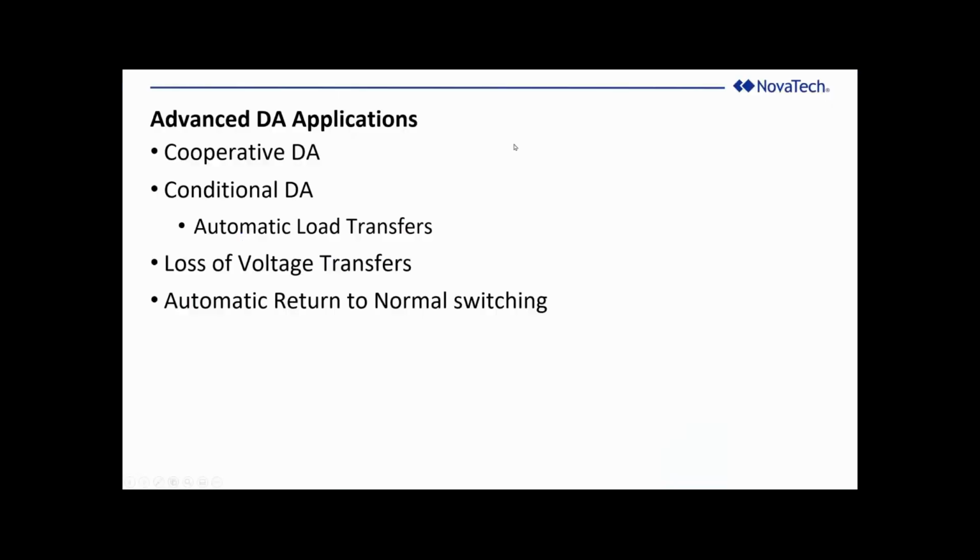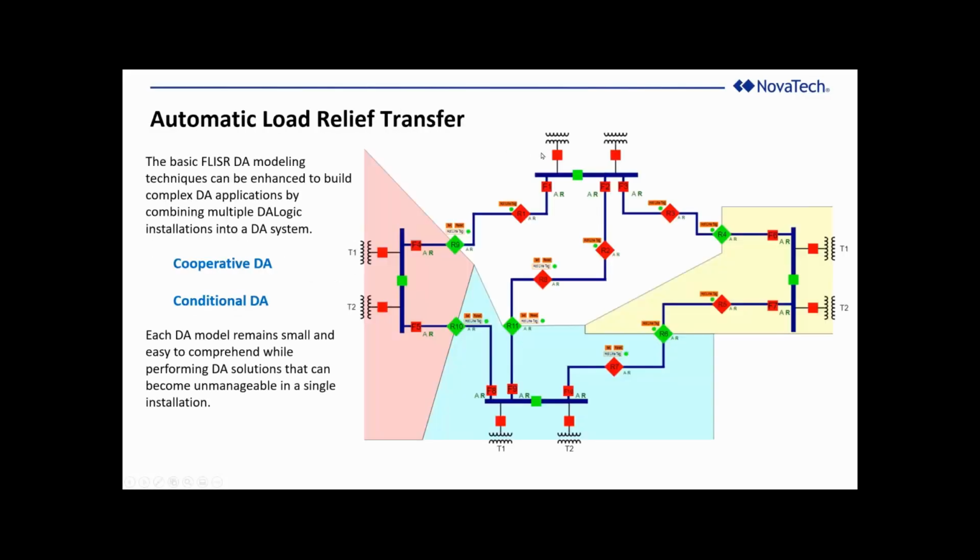Okay, so thinking outside the box, DA was initially intended to be used for Flisser. And after we had a few years of experience doing Flisser, we found that the versatility of DA logic allowed you to go outside simply a fault indicator and a lockout to identify what a fault is or what a DA event is.